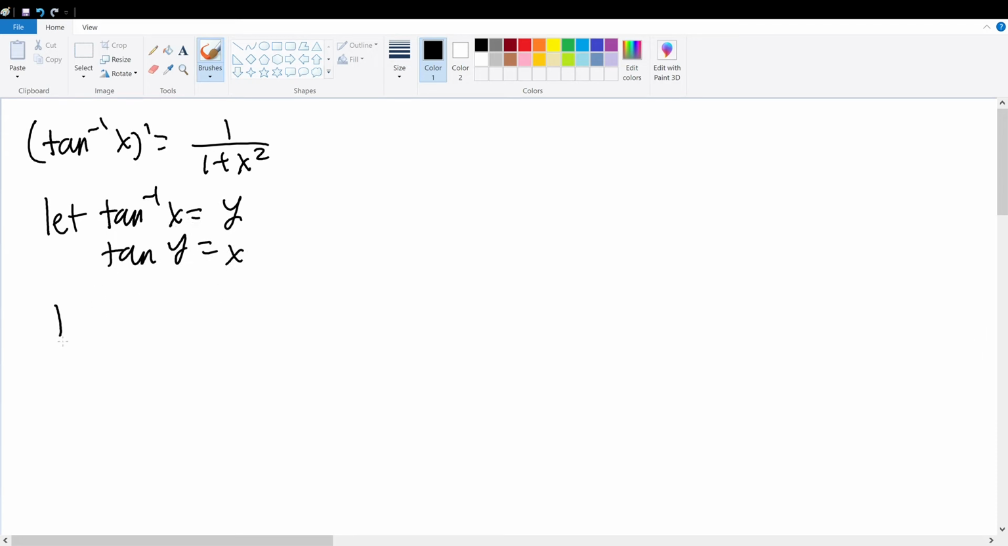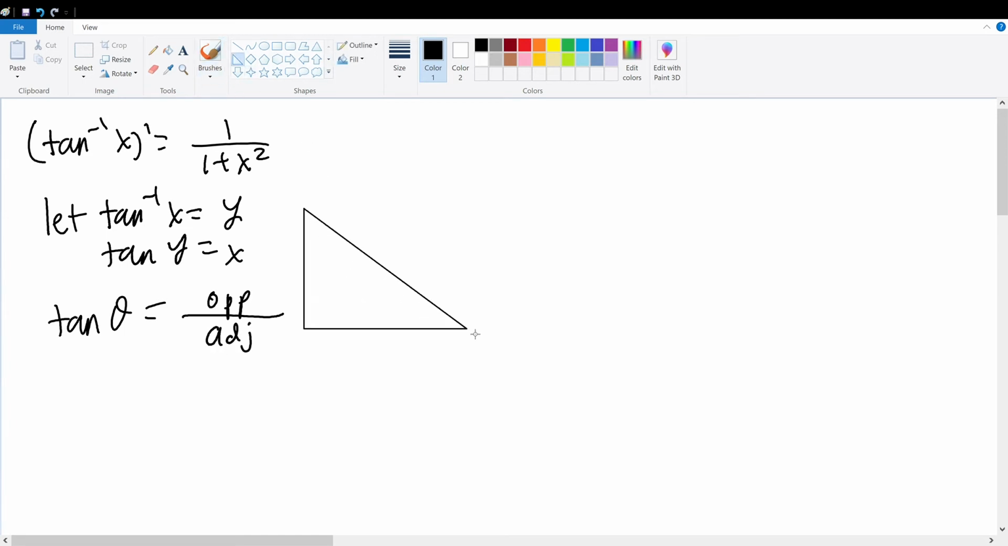And with this definition, we can apply the definition of the tangent function of any angle within a right triangle, which is equal to the opposite side relative to angle theta divided by the adjacent side relative to angle theta. Therefore, if I construct a right triangle as such, and I assume one of the angles to be equal to angle y, the side opposite to angle y will be x, the side adjacent to y will be 1, and the hypotenuse will be the square root of 1 plus x squared.